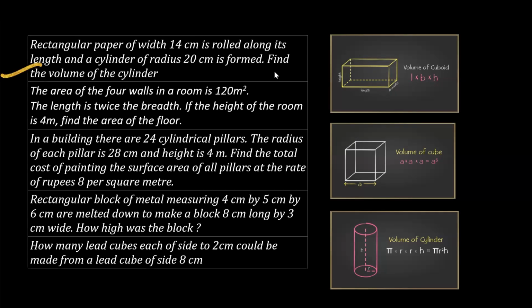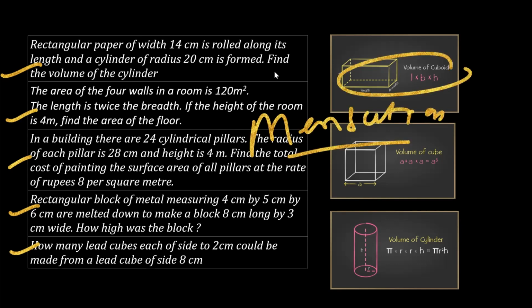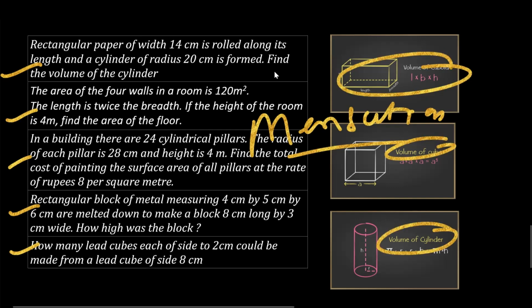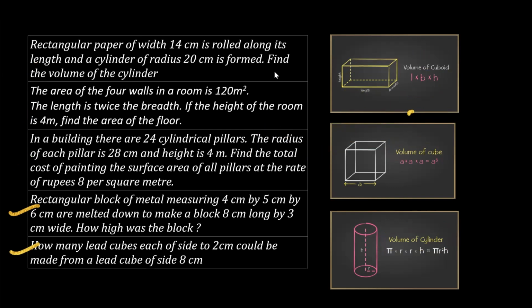In this video, we are going to do these 5 questions from the chapter Mensuration. They are based on cuboid, cube, and cylinder. Let's begin with the first question over here.